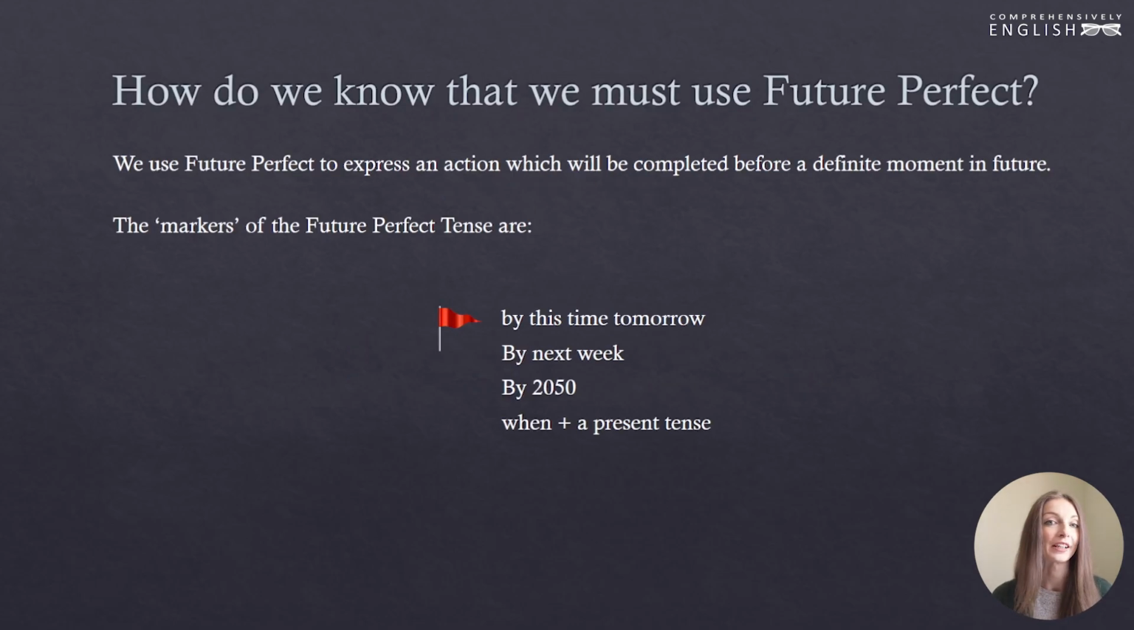When do we use the future perfect tense? We use it to express an action which will be completed before a definite moment in the future. Thus, the markers for this tense are those which help us specify that particular moment. By this time tomorrow, by next week, by 2050, and when plus a present tense. Again, you see, the last marker is the same as for the previous two tenses. Yes, so again, we can use a present tense in an adverbial clause of time to specify a moment by which something will have been completed in the future.